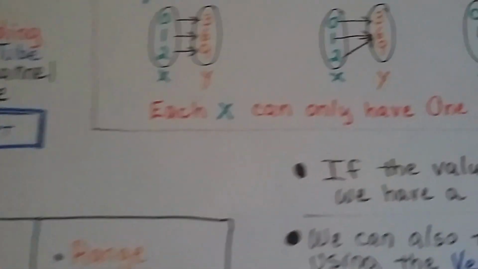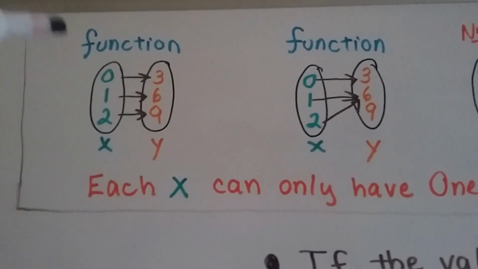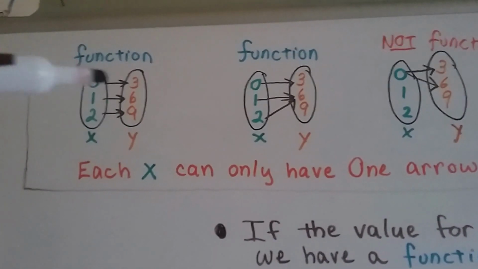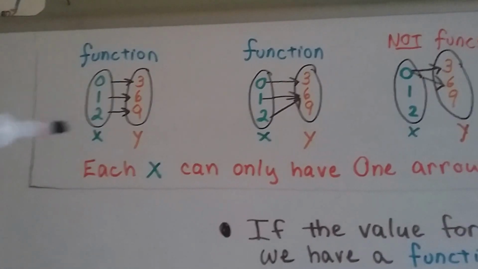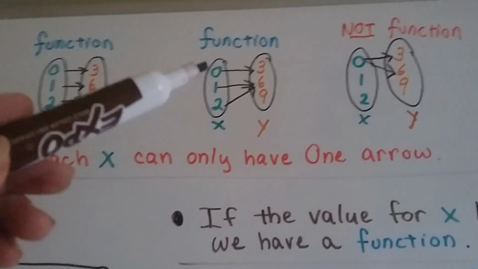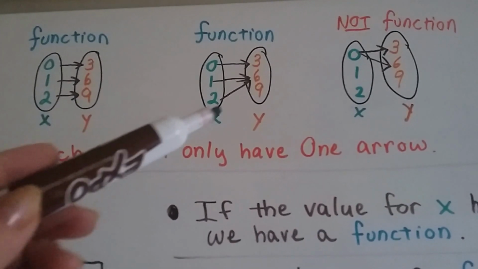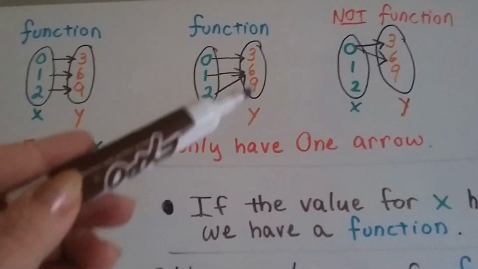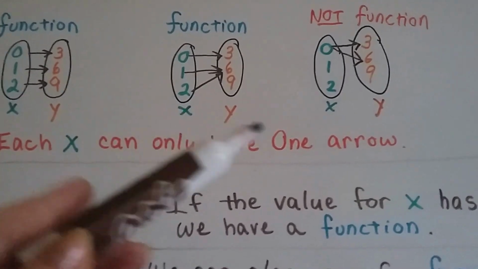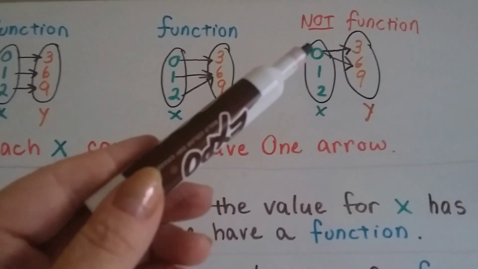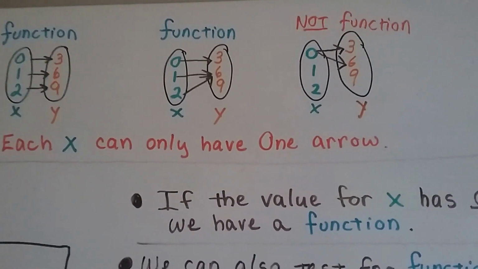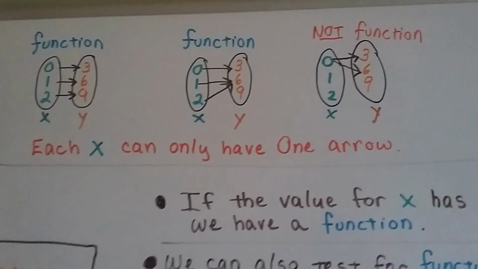So take a look at this. This is a function because each x can only have one arrow. So the 0 is going to the 3, the 1 is going to the 6, the 2 is going to the 9. And this is a function because each of these has one arrow. See? Even if the 1 and the 2 are going to the same y, that's okay as long as each one of these has one arrow. This is not a function because the 0 is going to the 3 and the 6. See? The x can only have one arrow leaving out of it, okay?